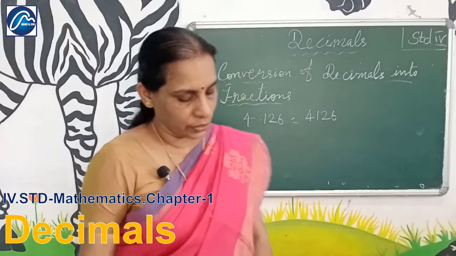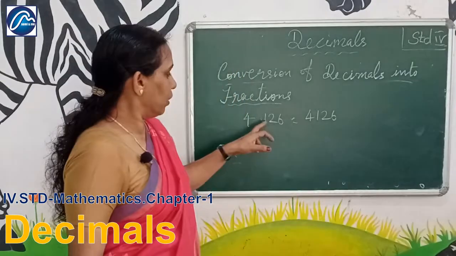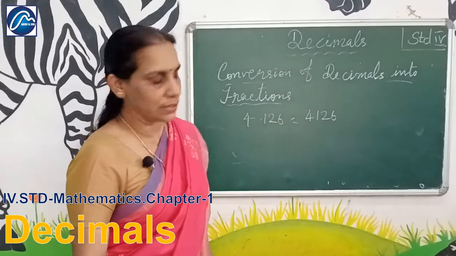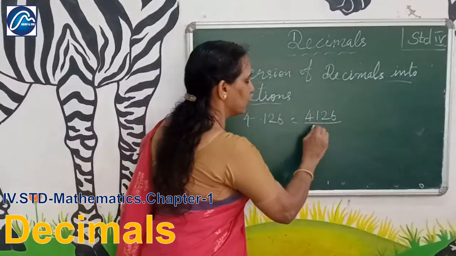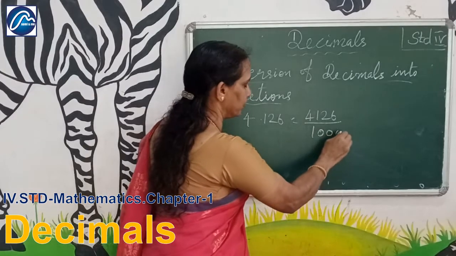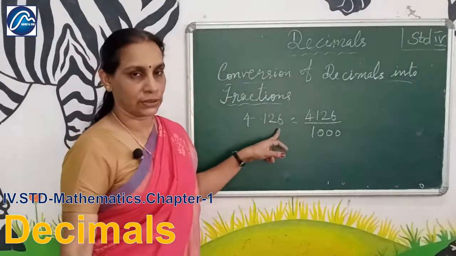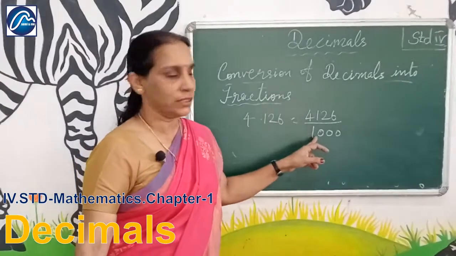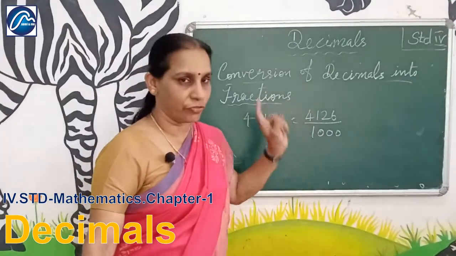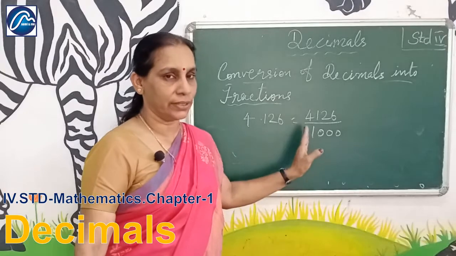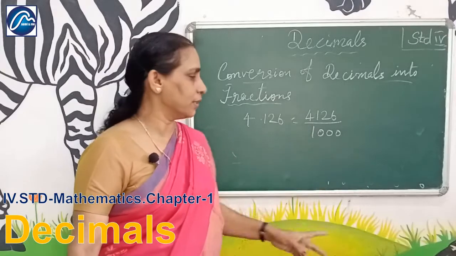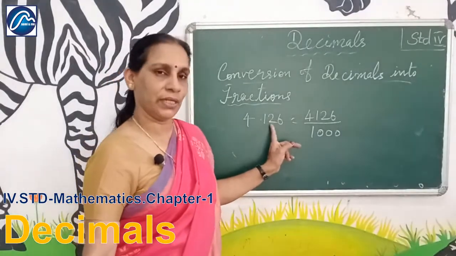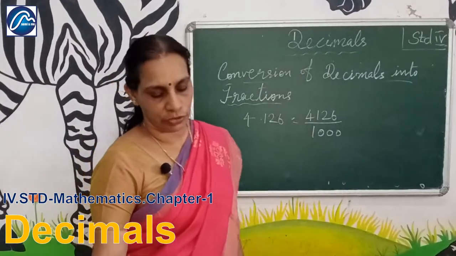Then look at the denominator. How many digits are there after the decimal place? That many zeros should follow the 1. Here in 126, 3 places are there, so we will put 3 zeros after 1. We write 1 here: 1, 10, 100, 1000, like that. So however many places there are after the decimal, that many zeros you have to put.